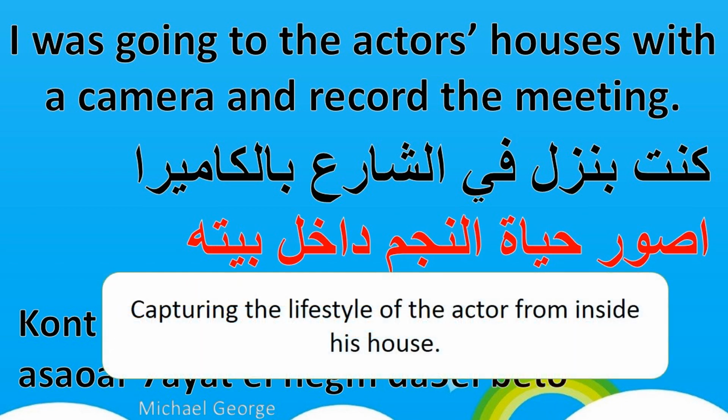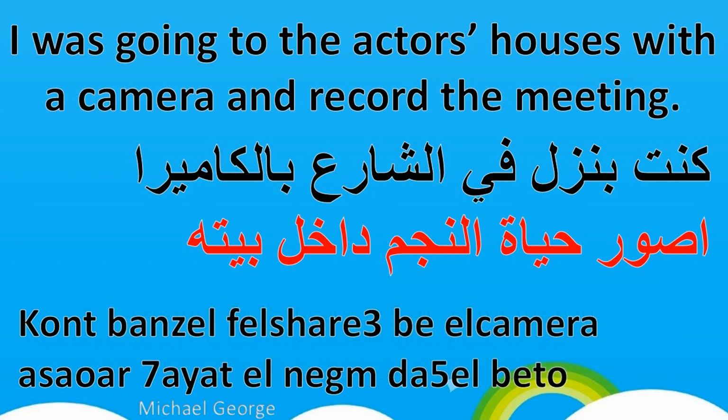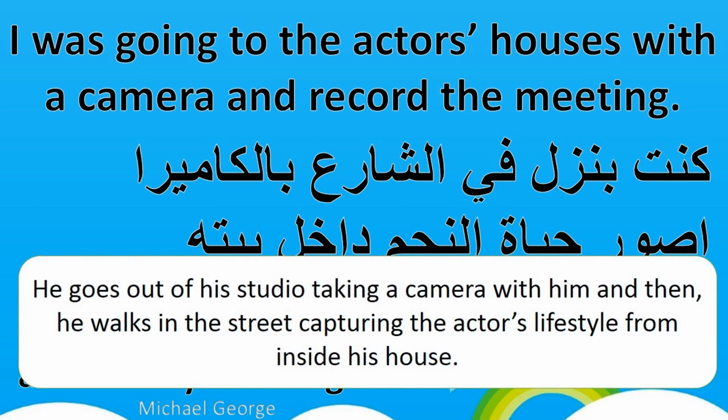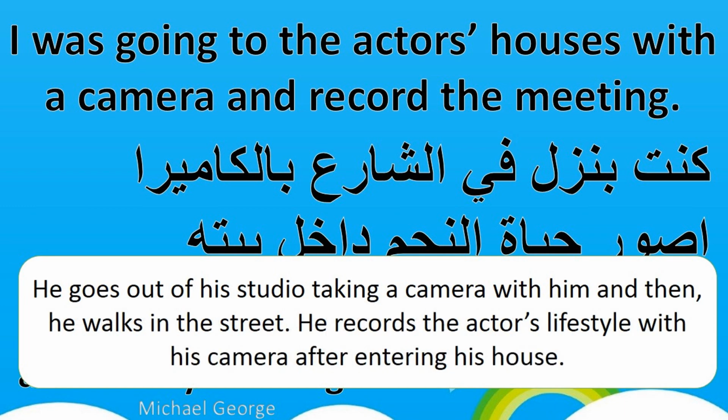This part of the sentence means capturing the lifestyle of the actor from inside his house. I translated it as capturing the meeting, but this may not be an accurate translation. So the speaker says that he goes out of his studio, taking a camera with him, and then he walks in the street, capturing the actor's lifestyle from inside his house. Or he records the actor's lifestyle with his camera after entering his house.